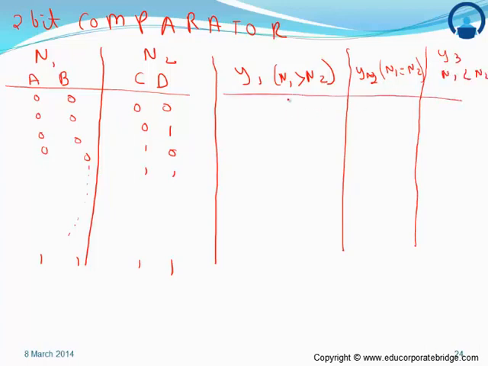Okay, so let's start the comparison. n1 is in this case 0, 0, that means n1 is equal to n2. So y2 will be 1, the rest 0. Similarly, let's take this case: n1 is 0 and n2 is 1, that is n1 is less than n2. Therefore y3 is 1, the rest 0. Similarly, for this case, n1 is 0 and n2 is 2, that is n1 is less than n2 again. So y3 is 1, the rest all 0.